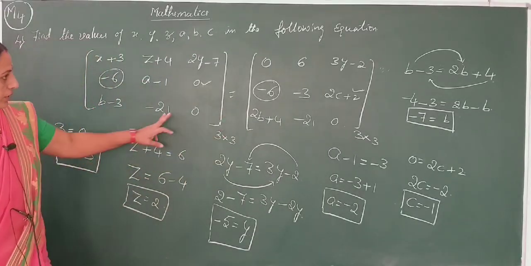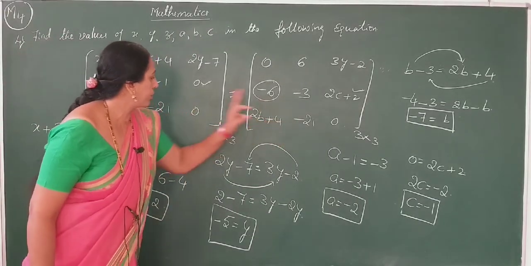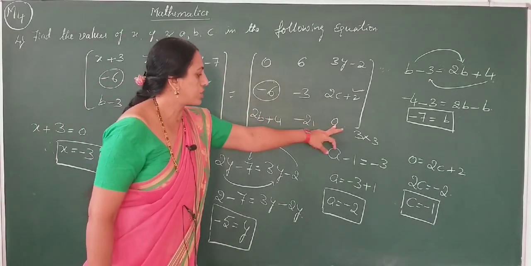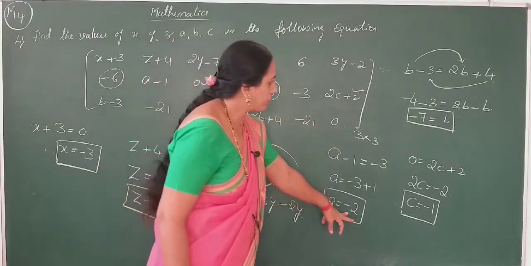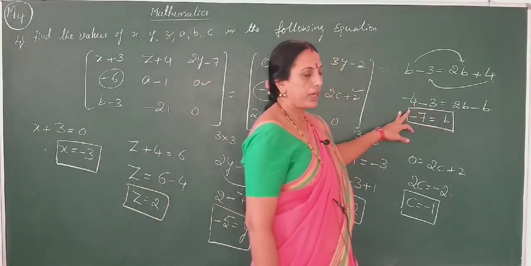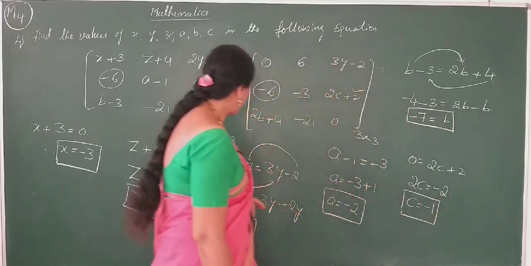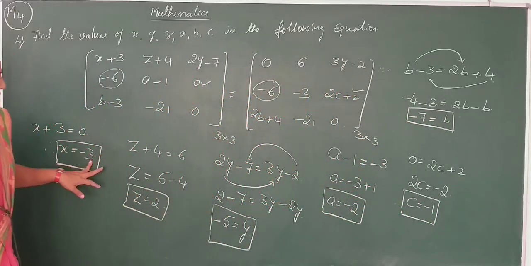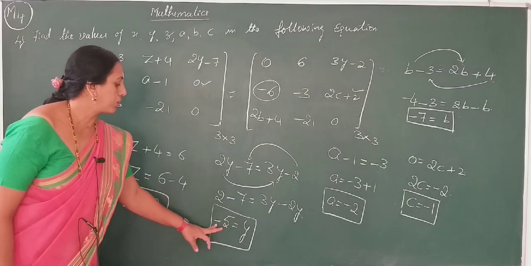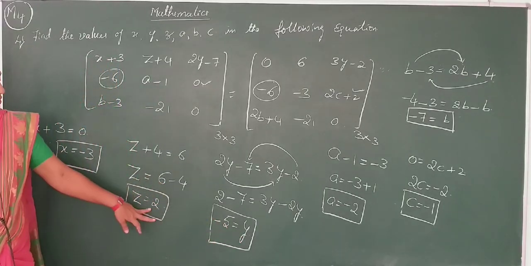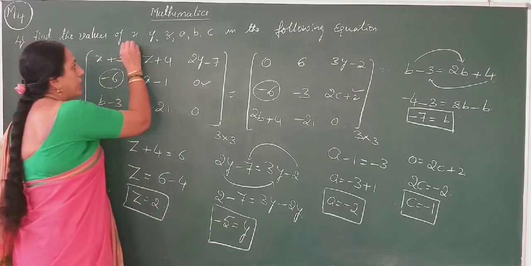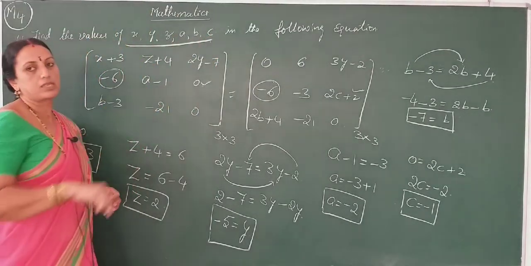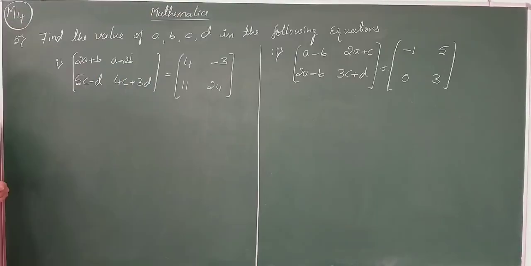Once we check, minus 21 is equal to minus 21 and 0 is equal to 0. Therefore, the value of a is equal to minus 2, b is equal to minus 7, c is equal to minus 1, x is equal to minus 3, y is equal to minus 5 and z is equal to 2. These are the values of x, y, z, a, b, c in the given equation.